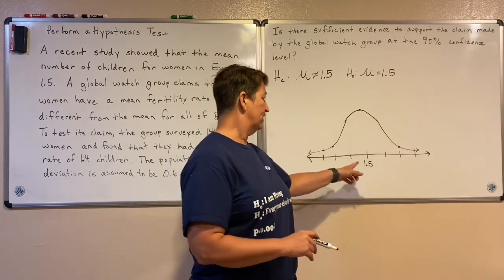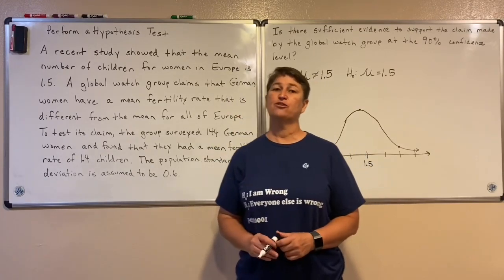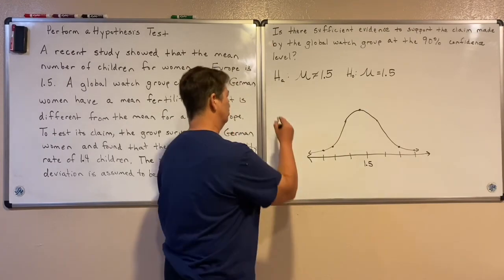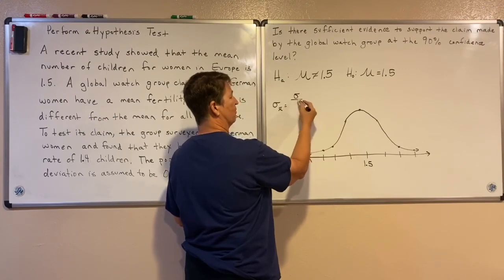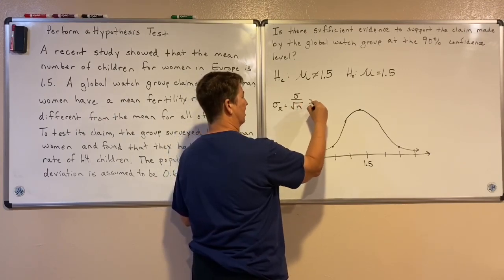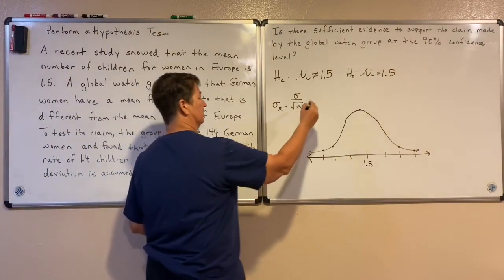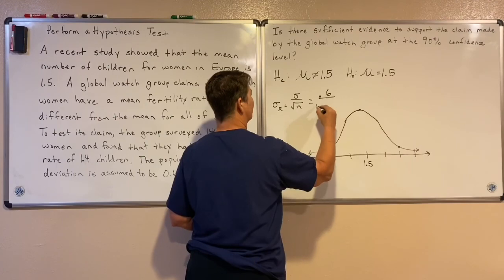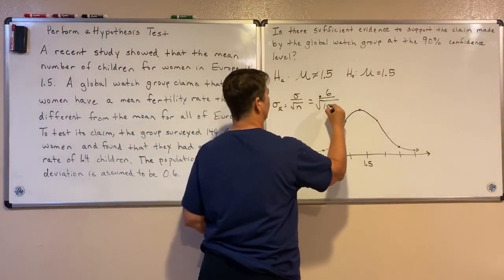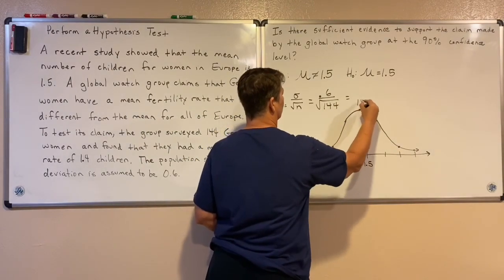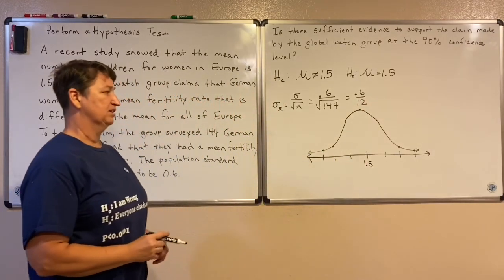So let's find out what is our standard deviation of that sampling distribution. Well, remember, to find out the standard deviation of a sampling distribution, the standard deviation is equal to the standard deviation of our population divided by the square root of our sample size. So here we know the standard deviation of our population is 0.6 or 6/10, and we're dividing that by the square root of our sample size. Our sample size here is 144. Well, the square root of 144 is 12, and 0.6 is 6/10.